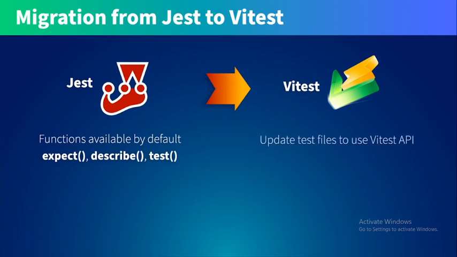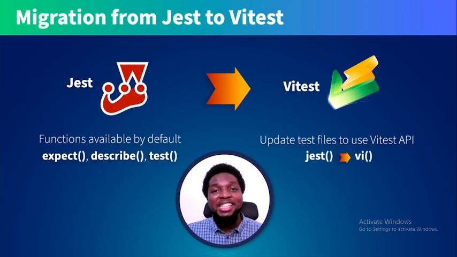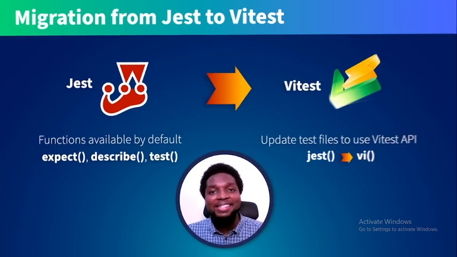Also, you will need to update your test files to use the Vitest API instead of Jest APIs. For example, all instances of the Jest function should be replaced with the V function in your code. Please check out the official Vitest documentation for a comprehensive migration guide to simplify moving to Vitest.